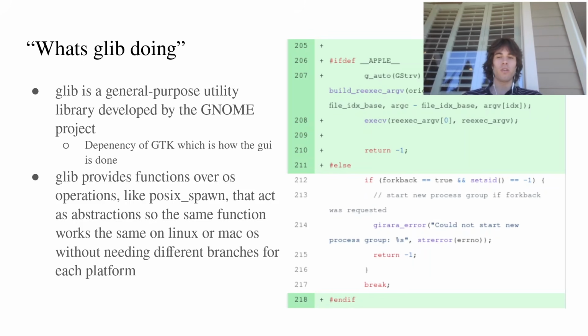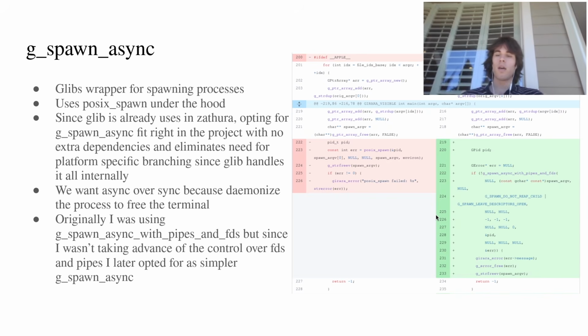So glib provides functions over OS operations, such as posix_spawn, that act as abstractions. So the same function works the same on Linux or macOS without needing different branches for each platform. If you look at the image on the right, as you can see on line 206, there's a branch for Apple. I guess I could have done better with the screenshot and shown the Linux branch too, but basically, using the glib library, you can remove all this branching because glib is going to handle that internally.